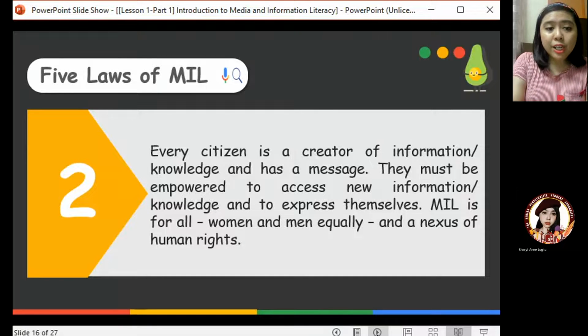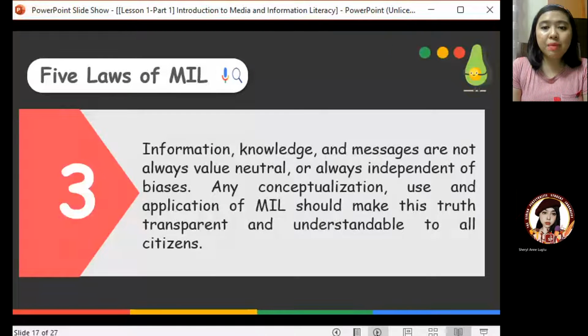Third law of MIL is information, knowledge, and messages are not always value neutral or always independent of biases. We have to take note that not everyone is capable of removing every bias on their system. Okay? We have to understand that all of us actually have our favorites at some point, but it's just a matter of controlling, okay, not being discreet about our favorites, not emphasizing it all the time, or not to be mostly biased of the things that we just believe in. Okay, we have to also consider how other people are feeling about it. We have to consider if there are people who are getting affected if we insist all of our beliefs at once.